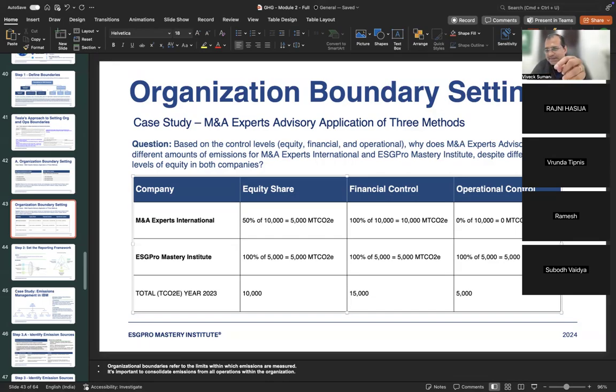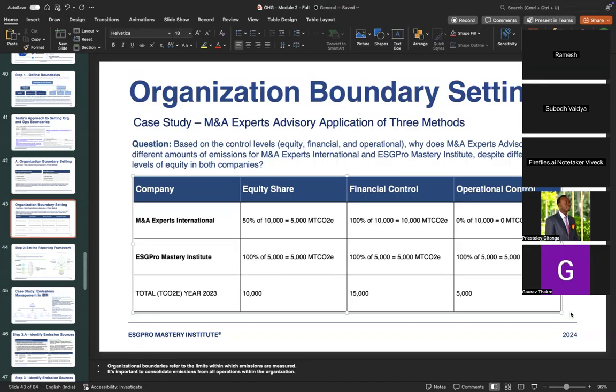Ramesh ji, I will take equity share. Manish, I'm not sure, sir, but I'll choose equity share, sir. So 2 people for equity, 2 people for operational, 1 person for financial control.